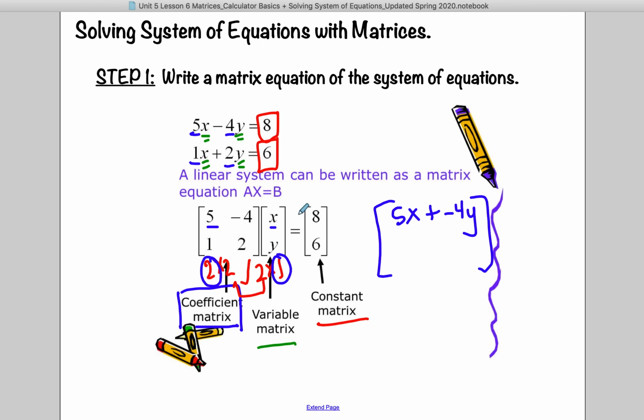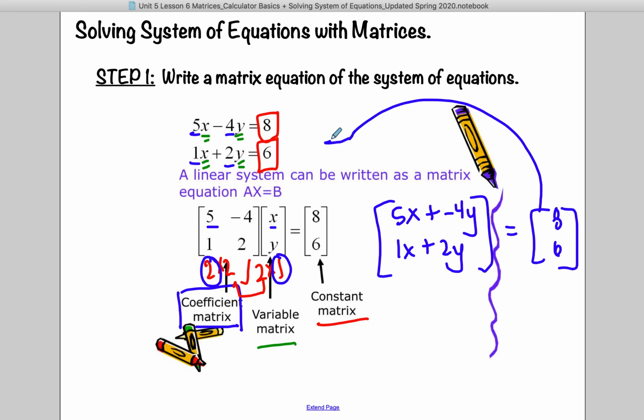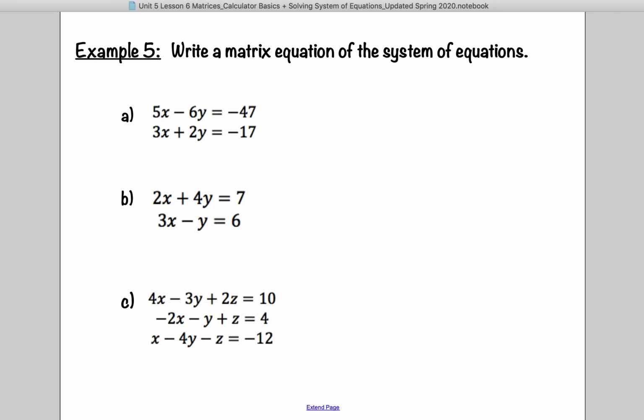I'd have 1 times x, so 1x, plus 2 times y, and then that equals 8, 6. If you guys take a look, it brings me back to where I started. Okay, so there's that. So this is what we call our matrix equation. So let's practice doing that.